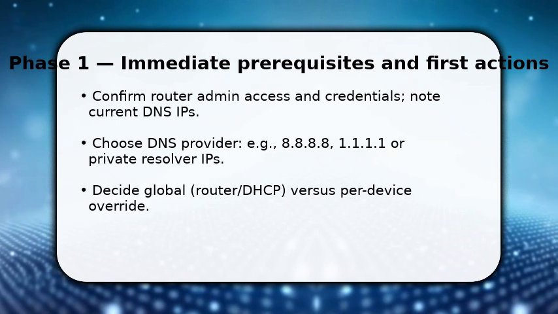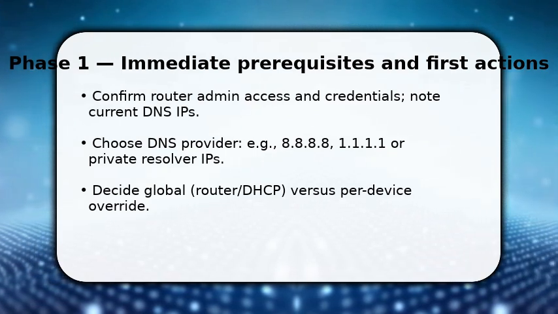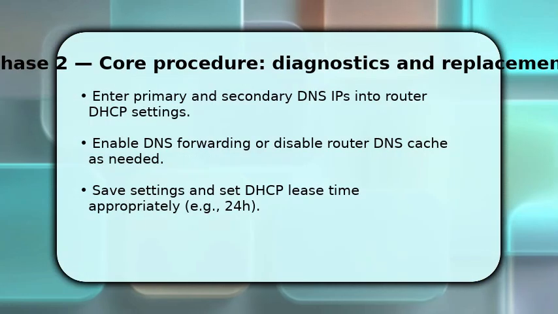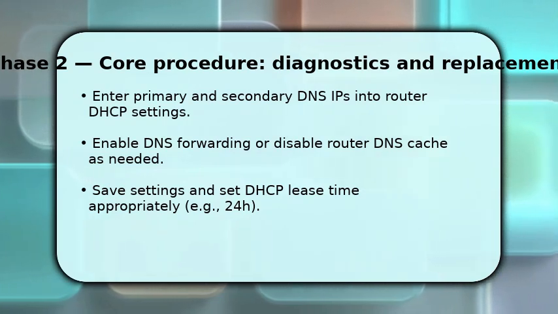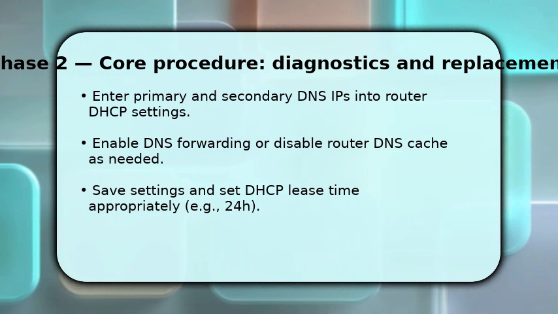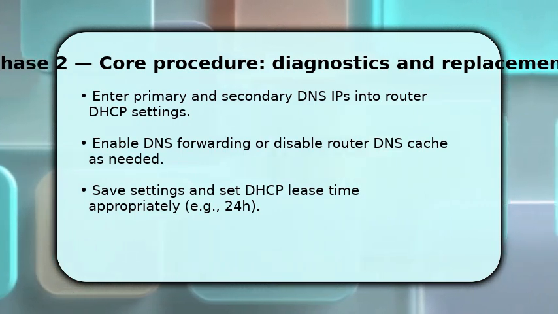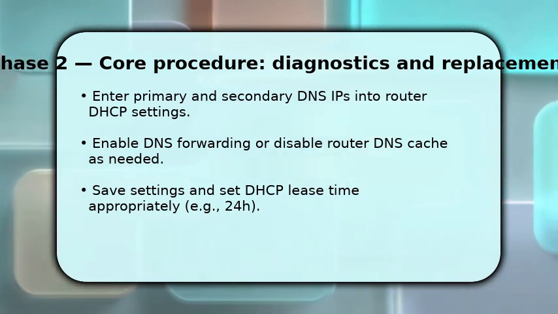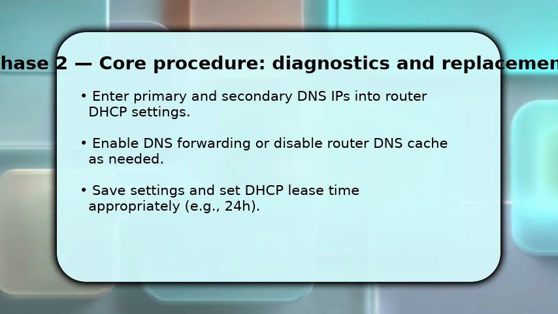Once done entering DNS IPs into DHCP settings, save and apply changes. The router will distribute the new addresses to clients. If your router offers DNS forwarding or caching, decide based on load. Forwarding reduces router CPU, local cache speeds repeated lookups.